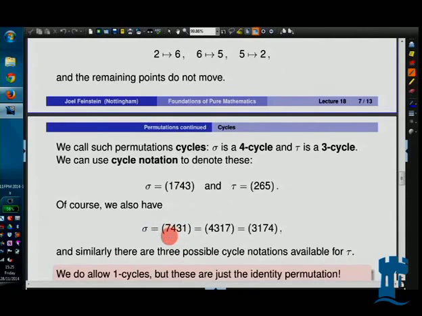Now, you can write them in a different order, and it's still the same cycle. Sigma here still says 7 to 4, like before, and 4 goes to 3, like before, 3 goes to 1, like before. Remember, you come back on the other end, and 1 gets sent back to 7, like it got sent to 7 before. So there's 4 different ways of writing the same 4-cycle, and 3 different ways of writing the same 3-cycle, and so on. So it's not that there's a unique way to write it, but there's no real difference between these. So these are all the same.